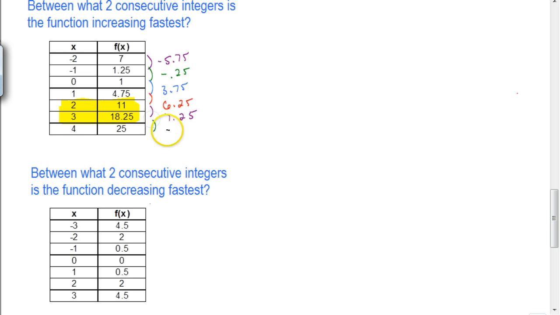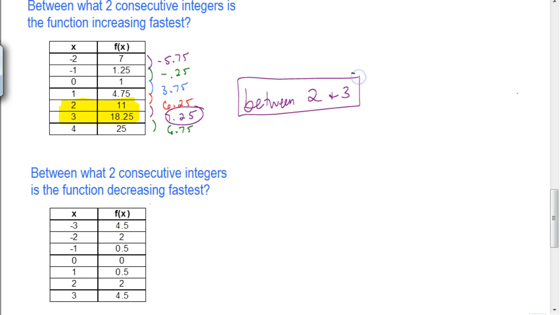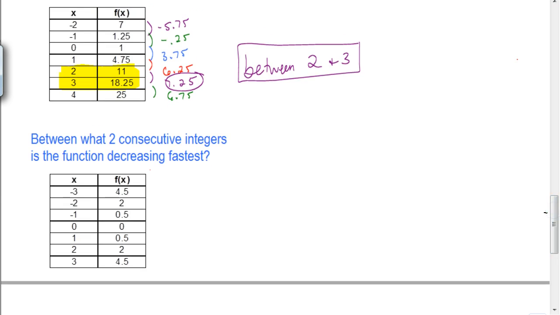And this one would have been 6.75. So again, you can see for this one that your steepest rate of change would be 7.25, which is between the consecutive integers of 2 and 3. So that's your answer for that one. The next one is asking where it is decreasing the fastest. So again, you're looking for your largest negative number. For this one, you should have gotten as your answer between -3 and -2.